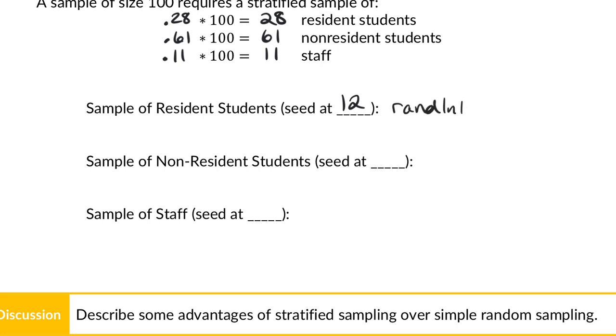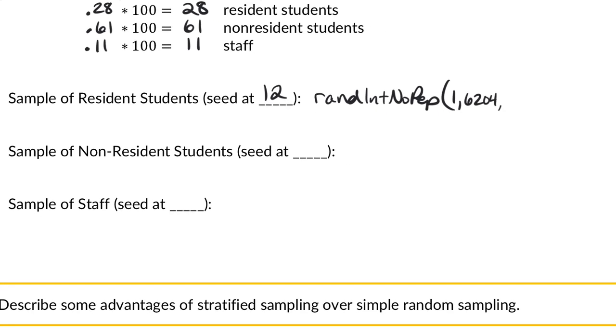Rand int, no repeat. And it should be, once you press enter, 1, 6,204, and then 28. Sample size is 28. Because we have our lower limit and our upper limit of the sample, numbered from 1 to 6,204. If we press enter, oh wow, it should give you a list.